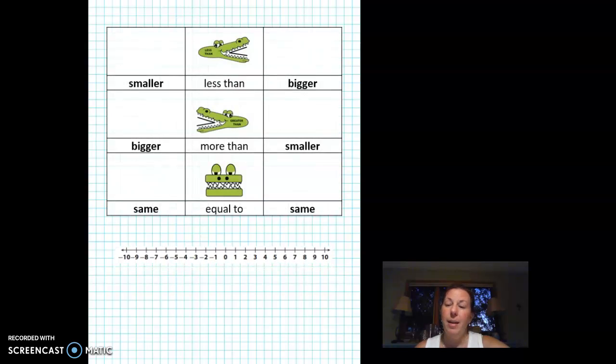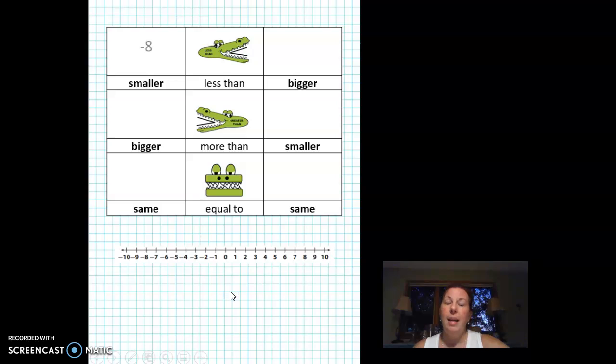Now we are on the right-hand side, and we are going to look at greater than and less than. Greater than is with the opening pointing to the left, and less than has the larger opening pointing to the right. So this first symbol here shows the smaller, less than, bigger.